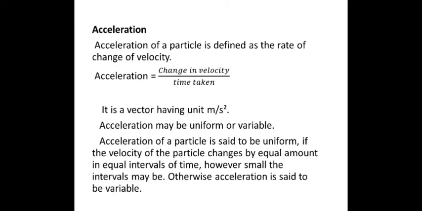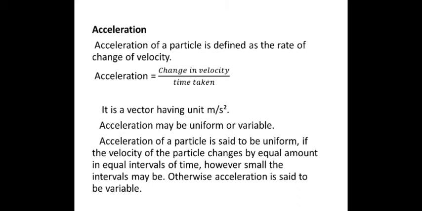You obtain this when you put the unit of velocity and time in the acceleration formula. Change in velocity has a unit of meter per second, and time taken has a unit of second. So meter per second divided by second gives meter per second square. That is the SI unit of acceleration.